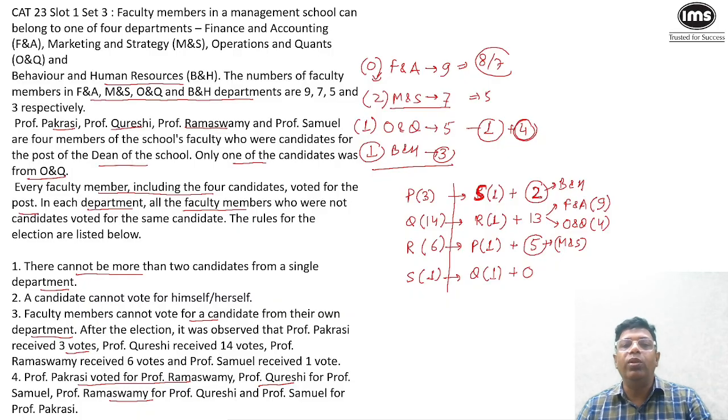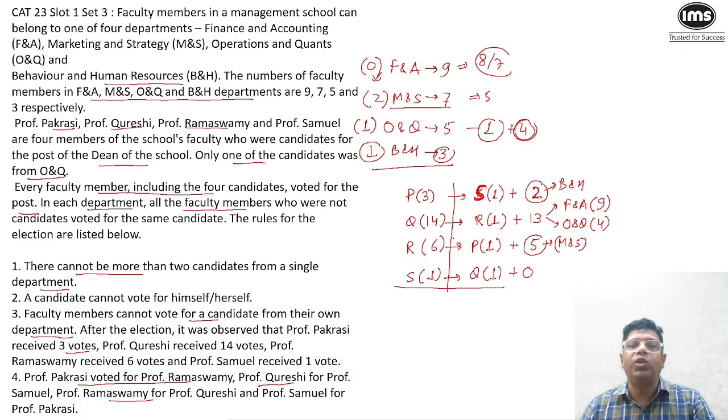So now we have decoded that P is getting 1 vote of S plus 2 votes of faculty from B and H. Q is getting R's vote as well as, out of 13 votes, 9 votes from FNDA and 4 votes of ONQ. And similarly, R is getting 1 vote of P and 5 votes from the faculty of the MNDES department that is not contesting for the post of dean. And similarly, S is getting only 1 vote of Q, and is not getting any other vote.